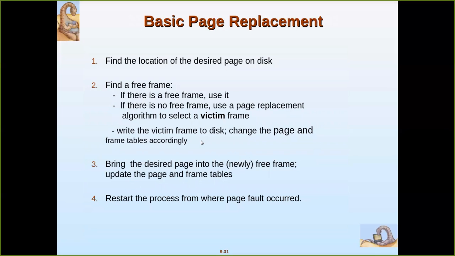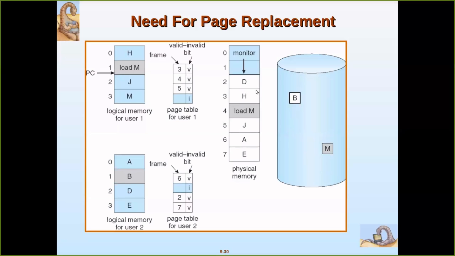So write the victim frame to disk, and change the page and frame tables accordingly. For example, if this is considered to be the victim, it has to be swapped out, and in that place this page will be written, and after it is brought in, the respective page table has to be modified accordingly.